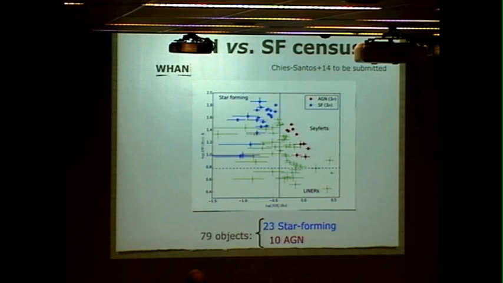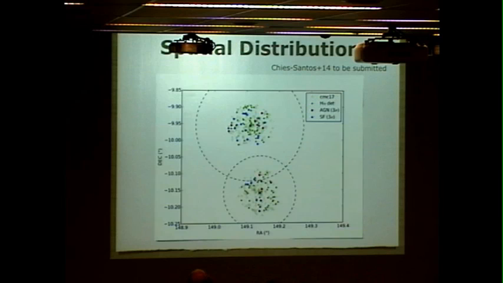And here's our one diagram for our both H-alpha nitrogen 2 detections. We have 79 objects, and we can securely say that 23 look like star-forming galaxies, and 10 look like AGN. And this is the distribution on the sky of our detections. And the AGN and the star-forming galaxies tend to avoid the very central regions.